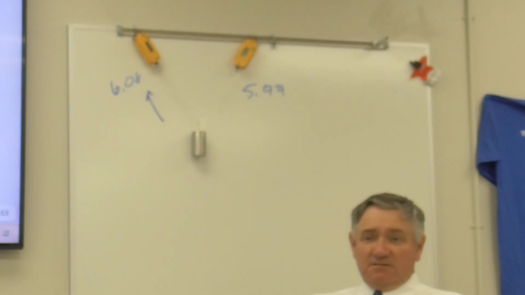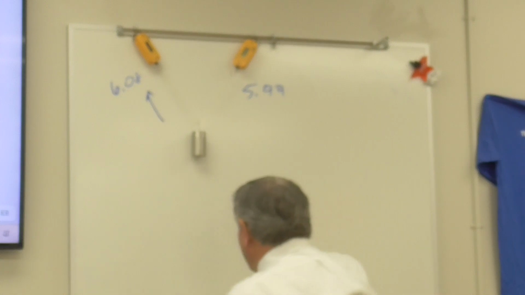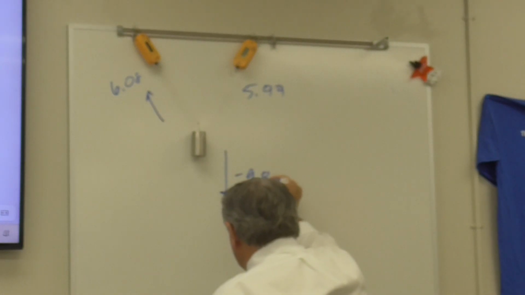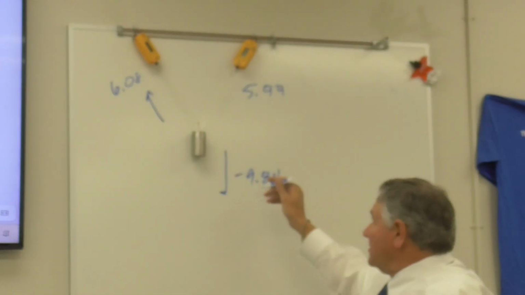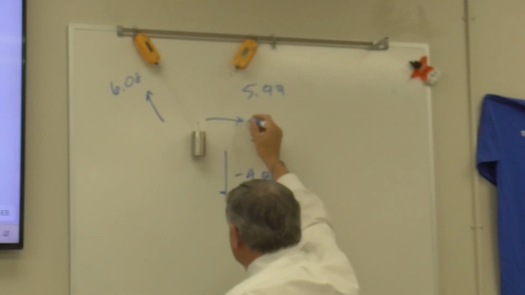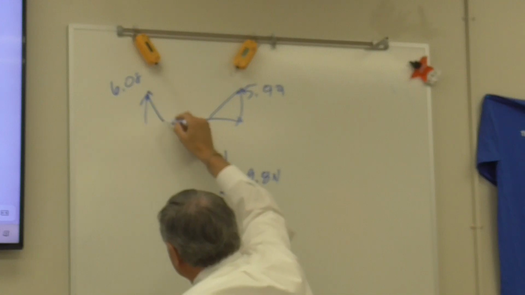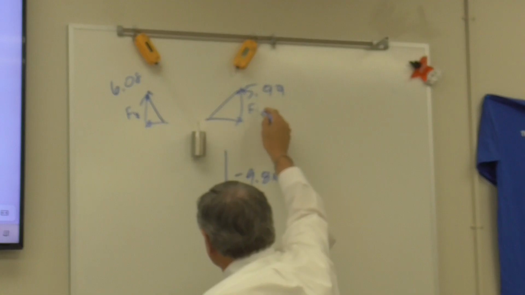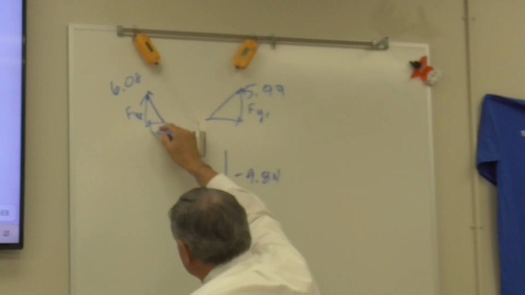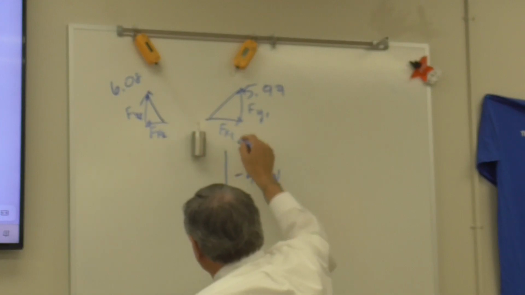What's the acceleration of the system? 0. None. So everything still has to add up to 0. Does this thing still weigh negative 9.8 newtons? Yes. So vertically, what we're gonna do is break this up like this, okay? Right triangles. Oh, we know the force. Wait, no, we don't.